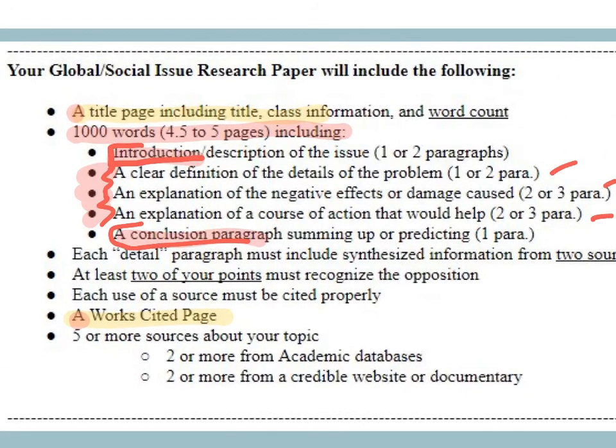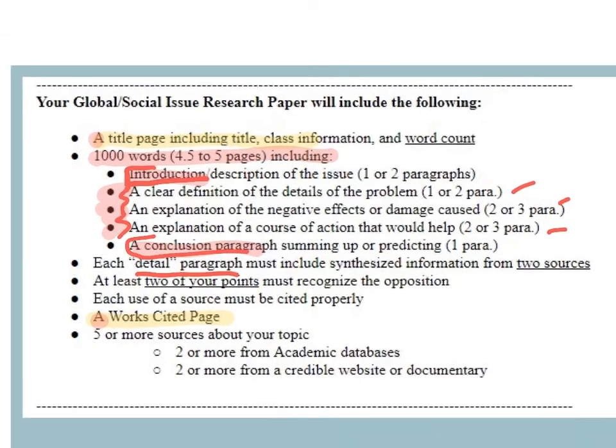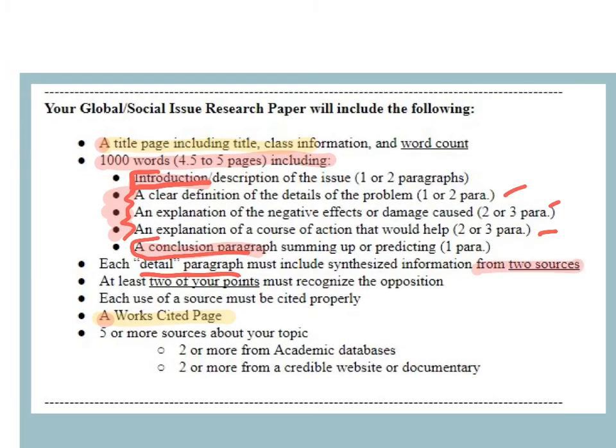Now, each of these detailed paragraphs needs to have synthesized information from at least 2 sources, okay? That means you have 2 citations in each paragraph, including either a paraphrase or a quotation. Either one is fine, okay? So for every paragraph here, there's 2. For every paragraph here, there's 2. For every paragraph here, there's 2 quotations or paraphrases, okay?